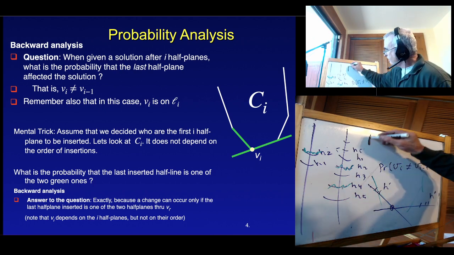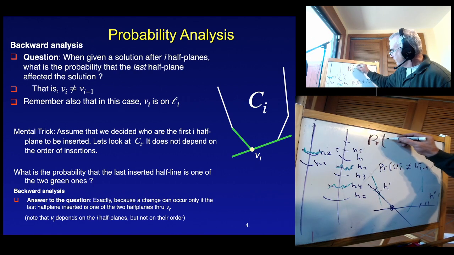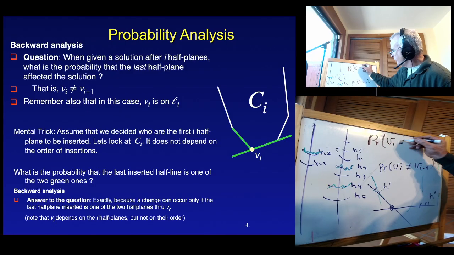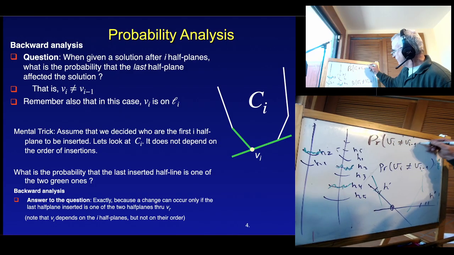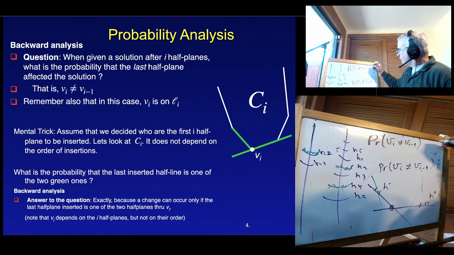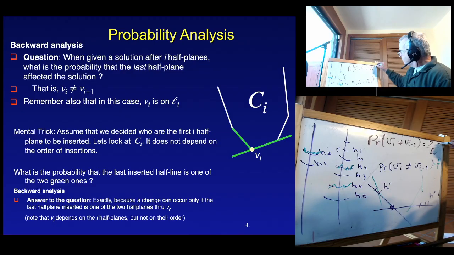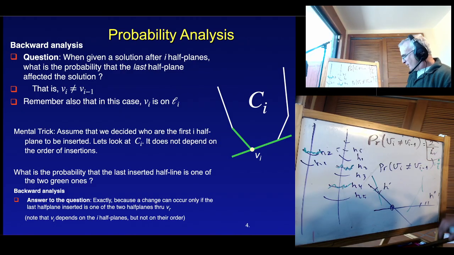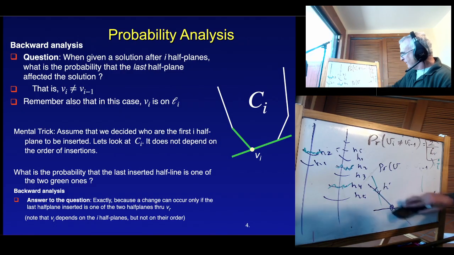The probability that Vi is not Vi minus 1, that's the hard and the ingenious part of the algorithm, is just the chance that the one that you are removing now caused Vi to change. And then Vi must lie on it, which is exactly 2 over I. That's the chance that Vi minus 1 is different than Vi.